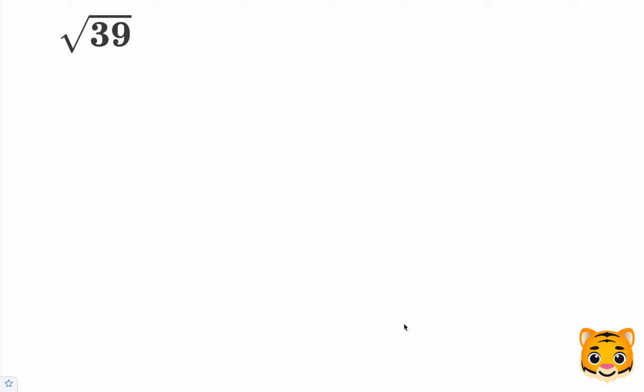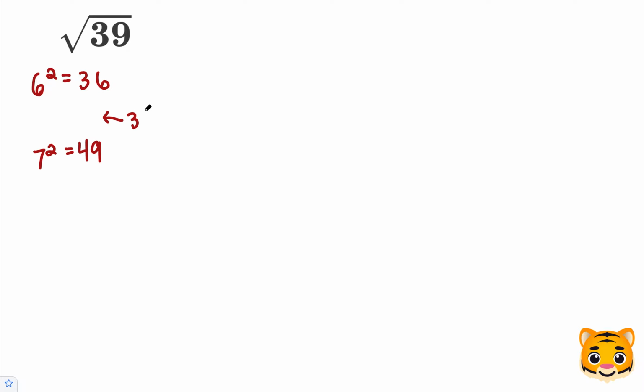In this example, we will be evaluating the square root of 39. To do this, we'll round our solution to our nearest tenths place value. First, we'll find perfect squares nearby to 39. 6 squared is equal to 36, and 7 squared is equal to 49.